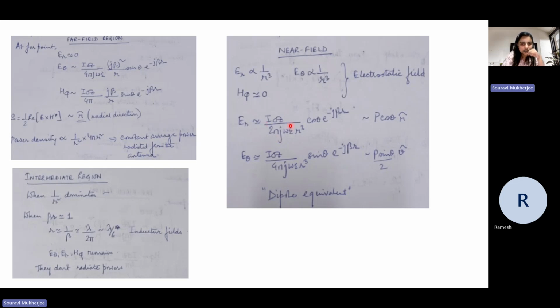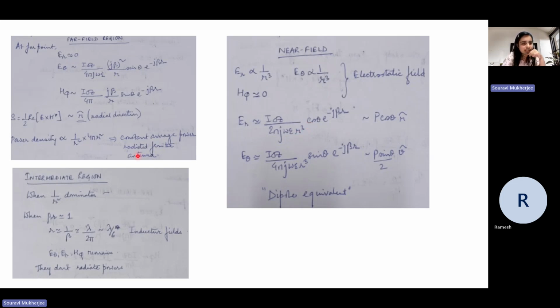What you can do is consider a dipole element. Consider this contribution is coming from some dipole p. That means Er and E theta can be written in terms of p cos theta and p sin theta kind of terms. So your source, or this antenna, would look like a dipole equivalent, and there's also an electrostatic field in the near field.